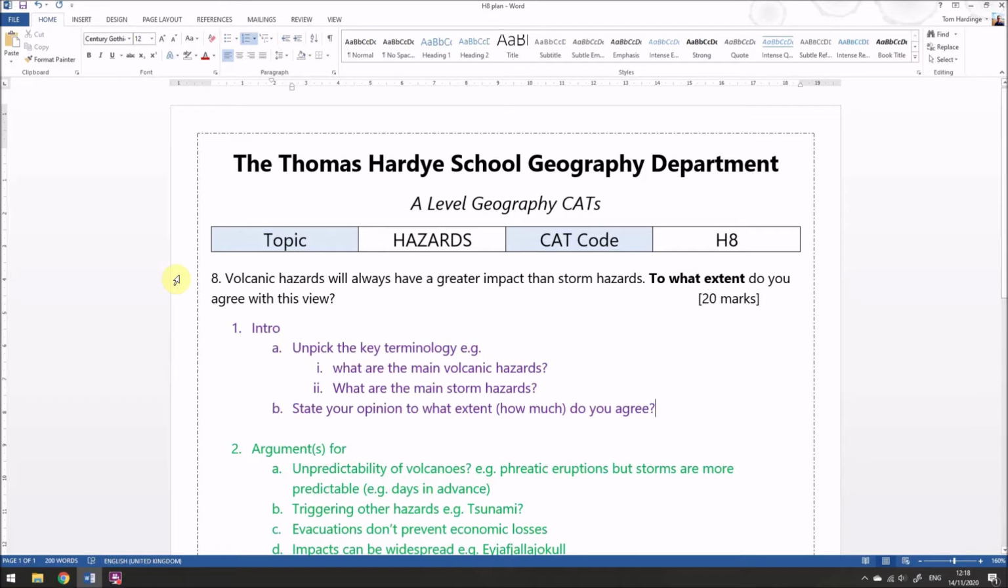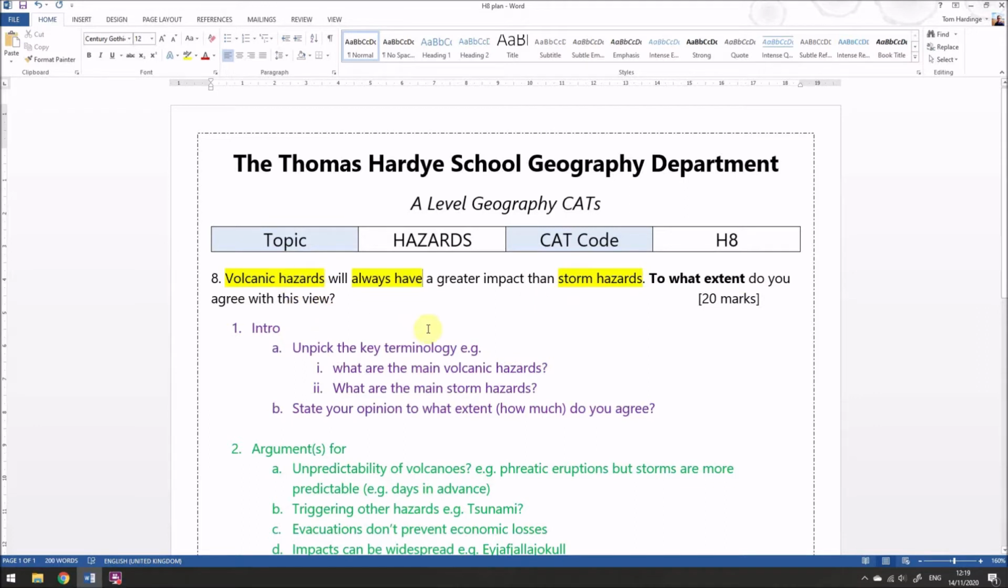You've got a 20-mark question to answer this week about volcanic hazards versus storm hazards. If we have a look at the question specifically, it says volcanic hazards will always have a greater impact than storm hazards. So we are comparing those two. Note that it says always have a greater impact. To what extent do you agree with this view?